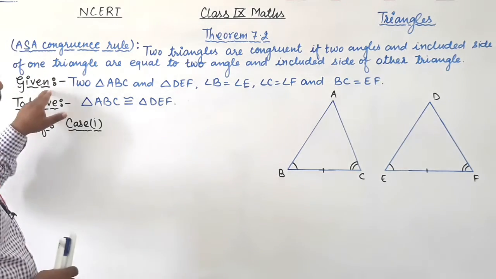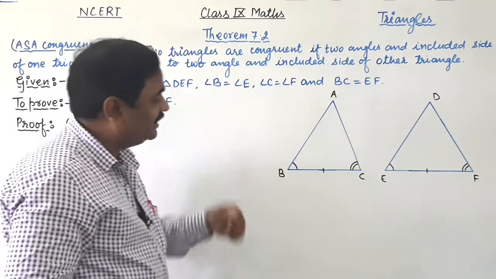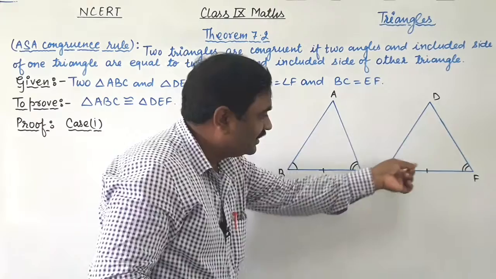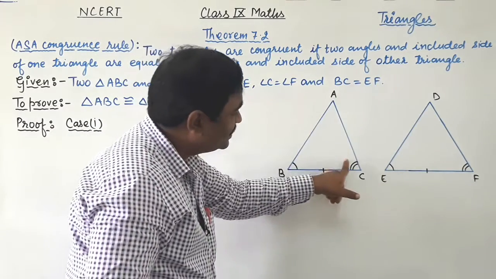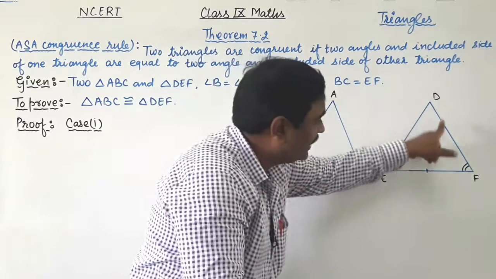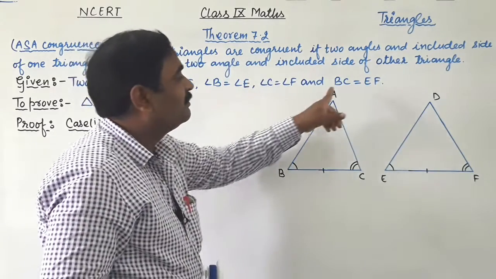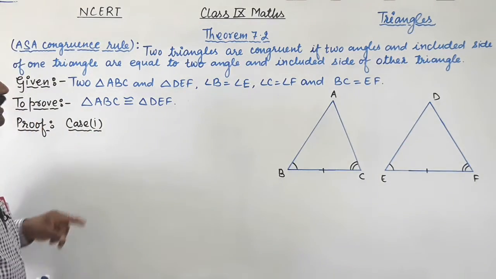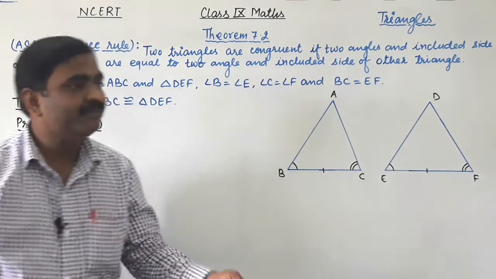So here it is given that in triangle ABC and triangle DEF, angle B of triangle ABC is equal to angle E of triangle DEF. After that, angle C of triangle ABC is equal to angle F of triangle DEF, and BC is equal to EF, right? So we need to prove that triangle ABC is congruent to triangle DEF.